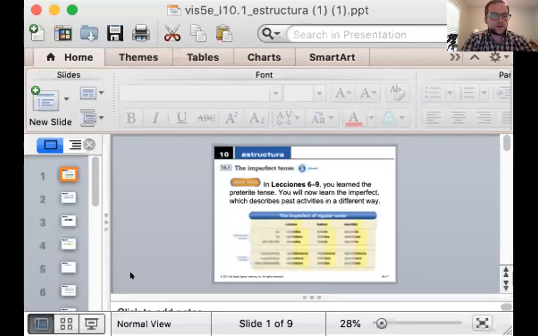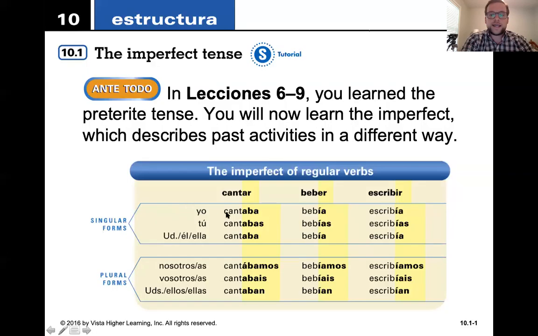All right, so let's take a look again at our PowerPoint and look at our endings. Okay, for the AR verbs, you have a lot fewer irregulars in the imperfect too, which is nice. For the AR verbs, it's going to be aba, abas, aba. So channel your inner Norwegian pop band, right? Dancing Queen. Cantaba, cantabas, cantaba, cantábamos, and cantaban.